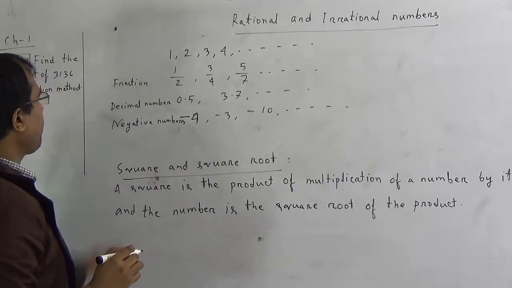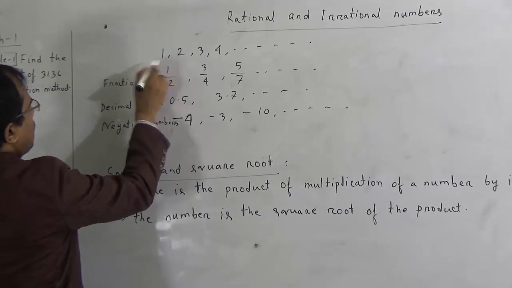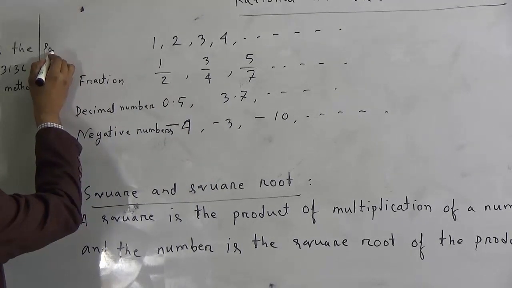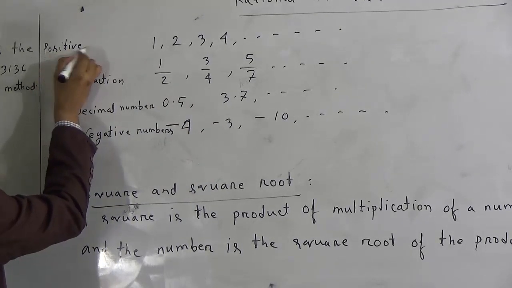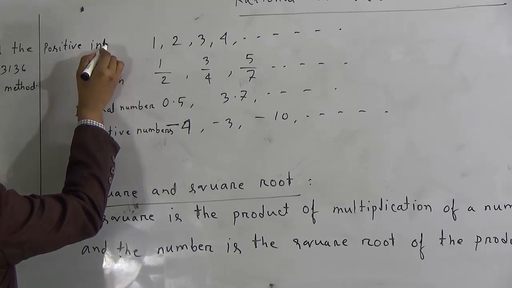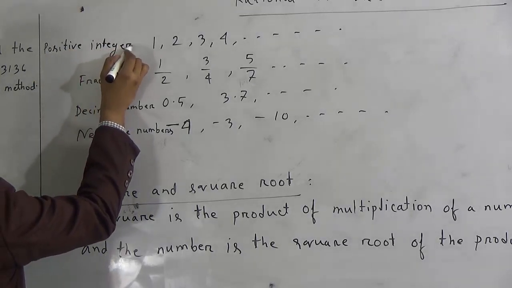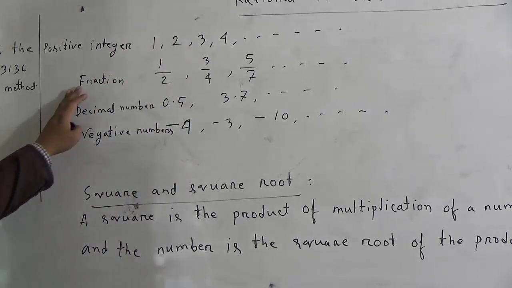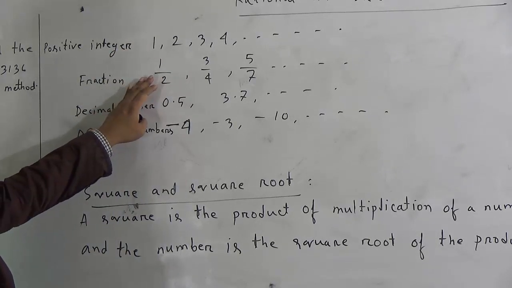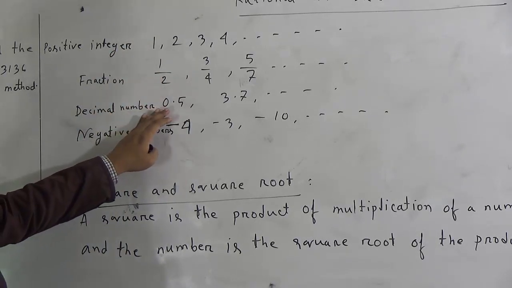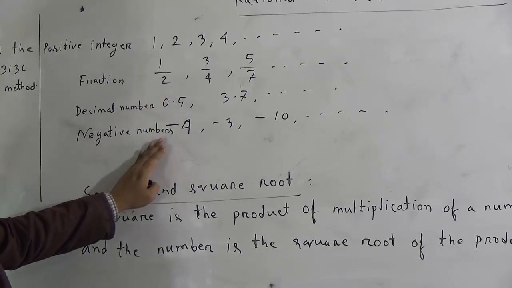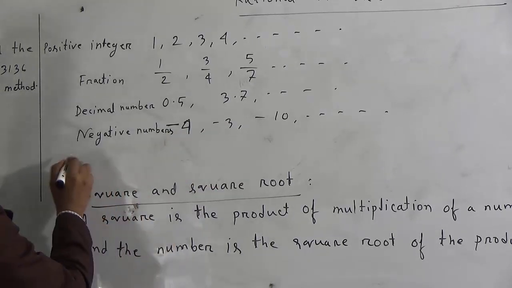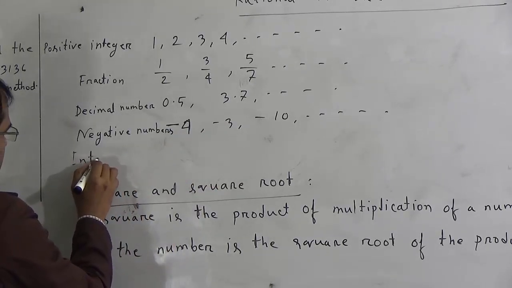Dear students, in class 1 you have been introduced to positive integer number, that is called natural number also. And in class 3 you have been introduced to fraction, in class 4 to the decimal, and in class 6 to negative numbers. Now we want to introduce integer number.